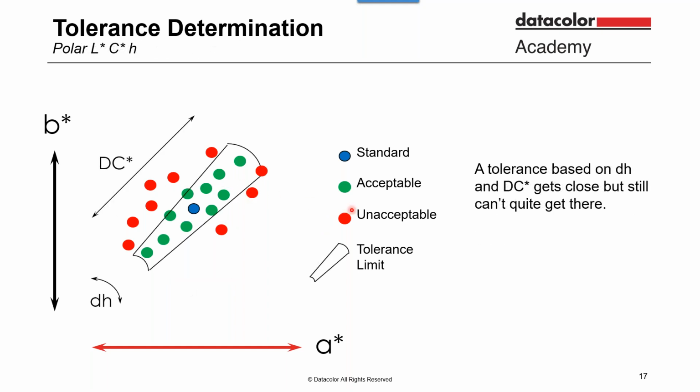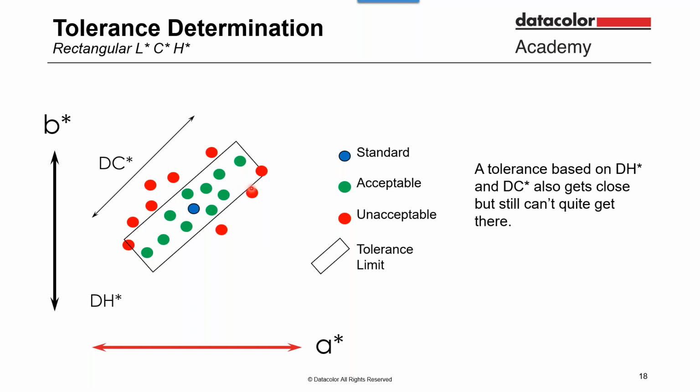Take another look. Now I'm trying to use a hue angle with a delta C, and I'm starting to get a little better. I have some chances now of getting the acceptable samples inside here, but it's still not complete. Here I'm using a rectangular LCH, capital LCH, and in this box I'm getting a lot closer, but I still have some areas that I can't cover.